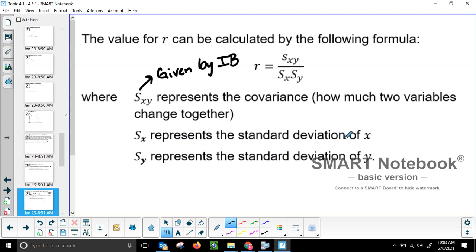S sub x represents the standard deviation of the x. Now, do be careful that in our calculator, we use this to represent S sub x, although there is an S sub x in the calculator, but be mindful, we actually use this number. Same thing with y. Sigma sub y, or S sub y, represents the standard deviation of the y's.